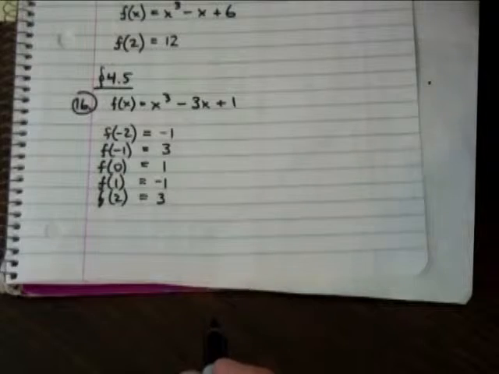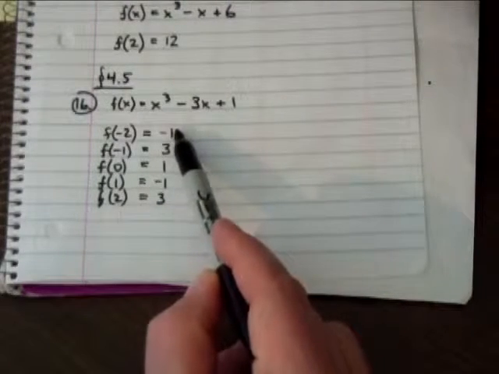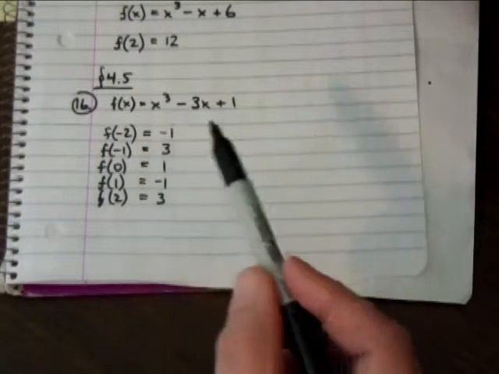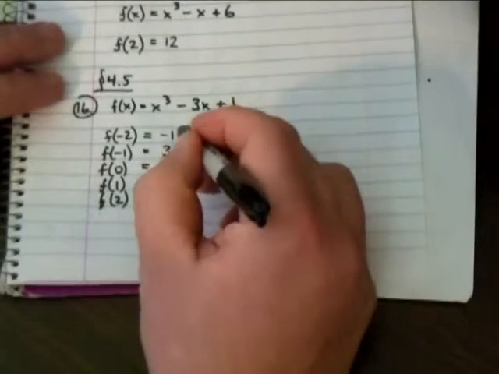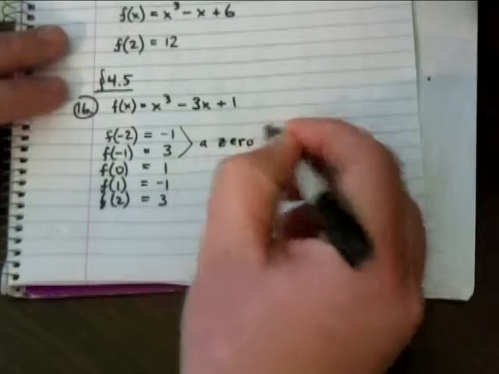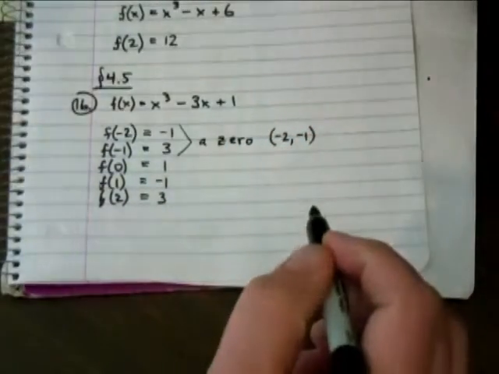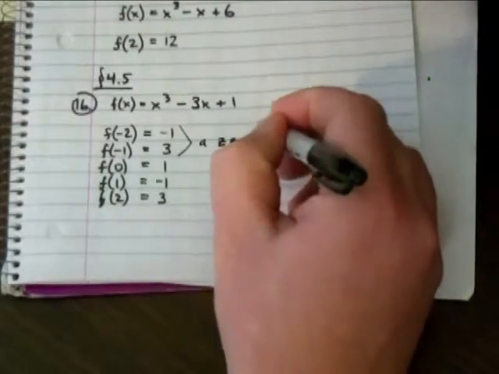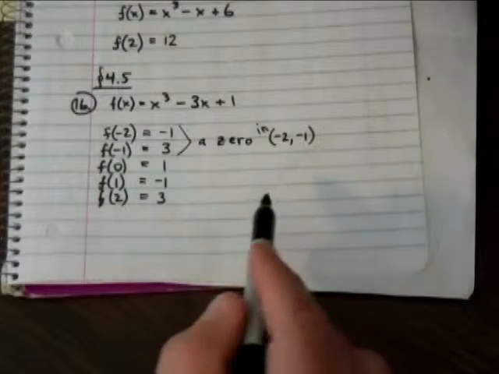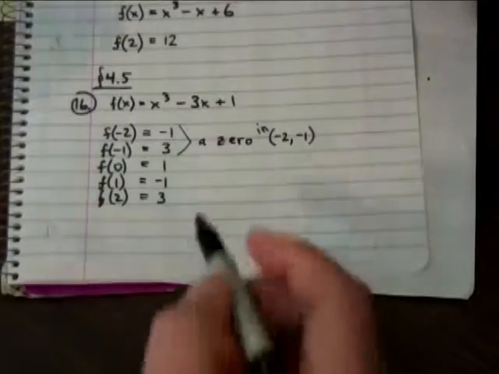Okay, so what we discover is that the function values go from a negative to a positive somewhere in between -2 and -1. So that tells me that there is a 0 somewhere in the interval between -2 and -1. So somewhere in between the numbers -2 and -1, there is some number that you can plug in that will come out to give you 0.